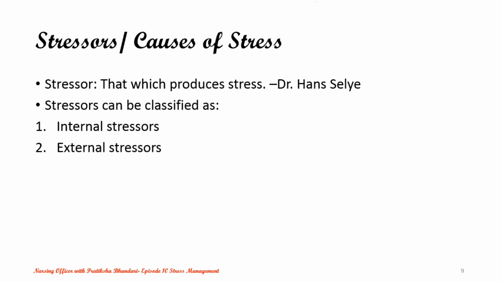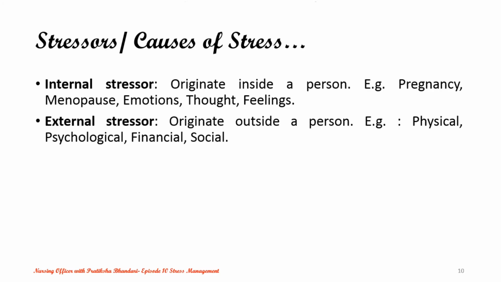Okay, stressors. As we discussed stress, a stressor is that which produces stress, and it can be classified as internal stressor and external stressor. The internal stressor is the one that originates inside a person, like pregnancy, menopause, emotions, thoughts, and feelings, while the external stressor originates outside the person, and it could be physical, that results from physical symptoms, or psychological, that arises from time pressure and unrealistic expectations.